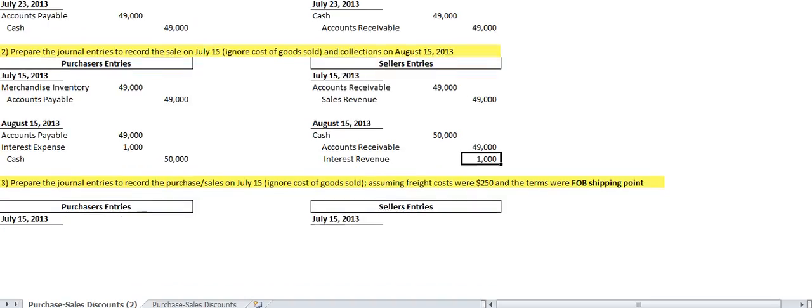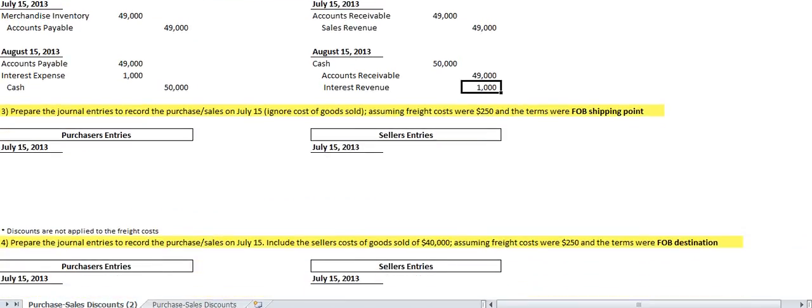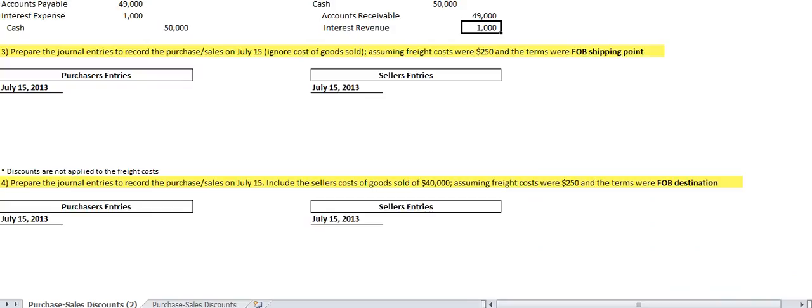You could get very confused with these terminologies. Free on board shipping point, the way that I look at it is, if it's free on board shipping point, that means that when the seller takes it to the shipping point, the seller doesn't have to pay. He puts it on free on board. So who pays then? Well, the purchaser will pay in that situation.